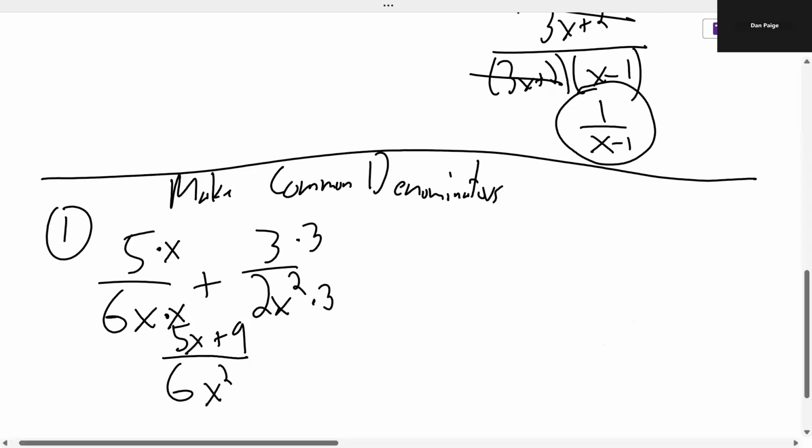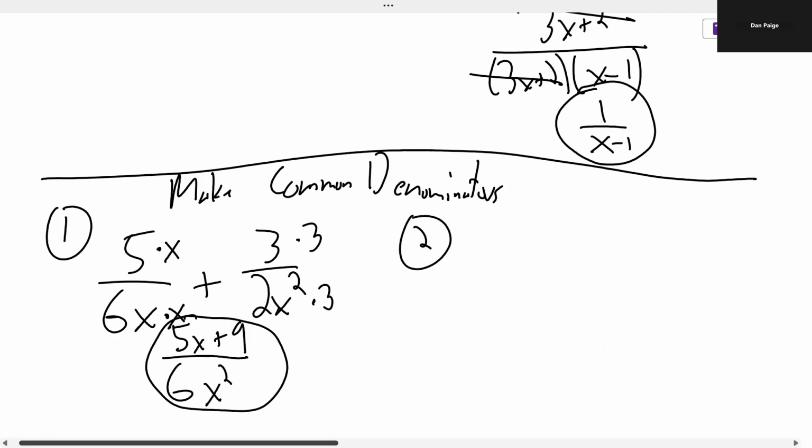Here's the thing about this. If you get the least common denominator correct, you won't have to simplify it. Right? This is it. Watch. 5x plus 9, you can't factor. 6x squared, you can't factor it. That's it. As long as you get the least common denominator, you're good to go. All right. Here's the last example that we're going to do. We're going to do 3 over x minus 1 minus 2 over x plus 2.